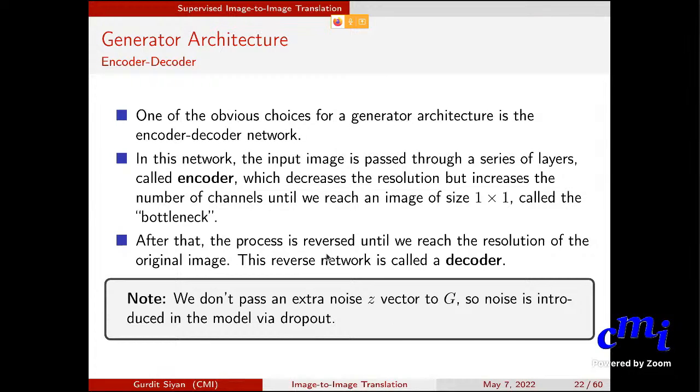Also note that in all the generators that we will see in this presentation, we don't pass an extra noise vector z like we do in the original GANs. The noise is introduced just via dropout. We use dropout both in the training and test phase of the model.